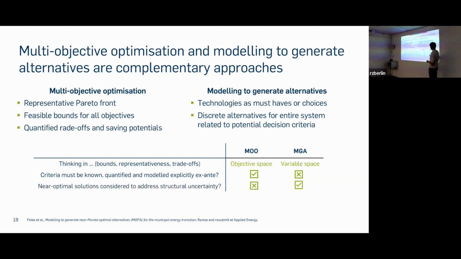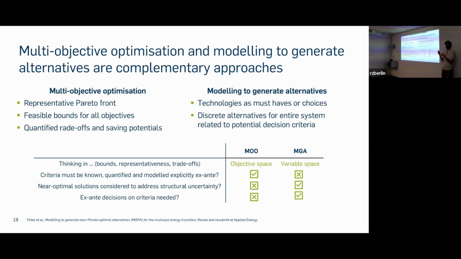Similarly, MGA considers these near-optimal solutions to address structural uncertainties, as I said, and multi-objective optimization doesn't do that. So everything that's not fully Pareto-optimal, not fully efficient, is ignored essentially by multi-objective optimization. But then, as a major drawback of MGA, we need some ex-ante decision on very fundamental criteria.